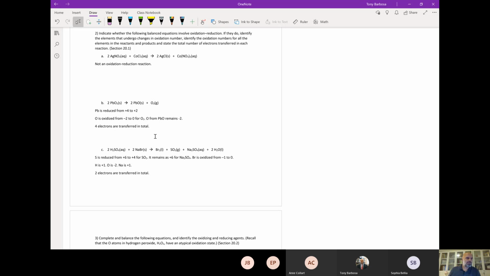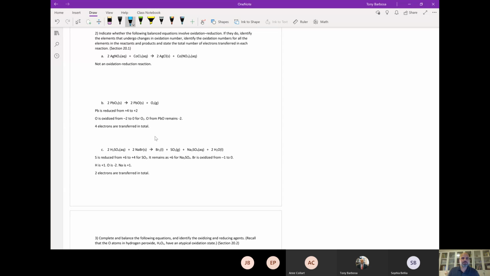So we have part C here. We have our H2SO4 reacting with sodium bromide to form bromine, sulfur dioxide, and sodium sulfate and water. So we have to go through and figure out which substances are changing. One of the easiest things when you're working through this is to first determine which substances don't change. That would be my first suggestion.